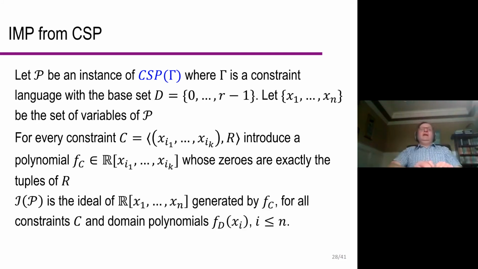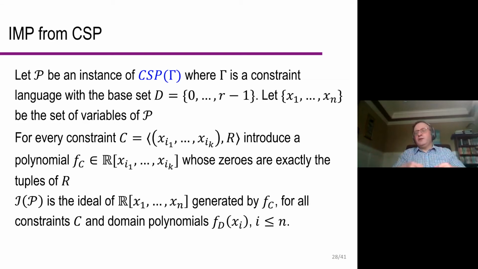Right? And now the ideal related to that instance P is just the ideal of the ring of real polynomials that is generated by those constraint polynomials, plus domain polynomials. The domain polynomials actually encode, actually insist that the values of all the variables must be from that set D. So it's actually just one polynomial, f_D, but it has to be applied to every single variable. Again, if you remember the example with two colorings, that's exactly what we do.